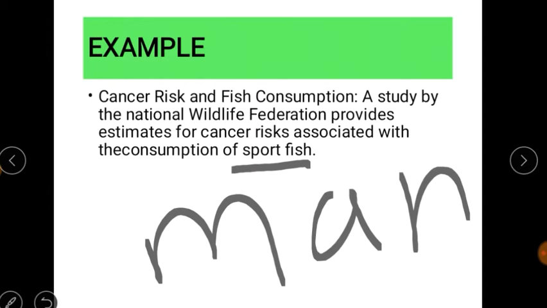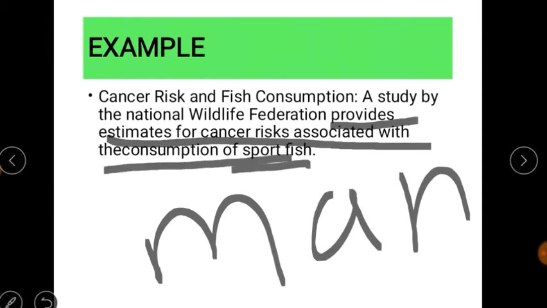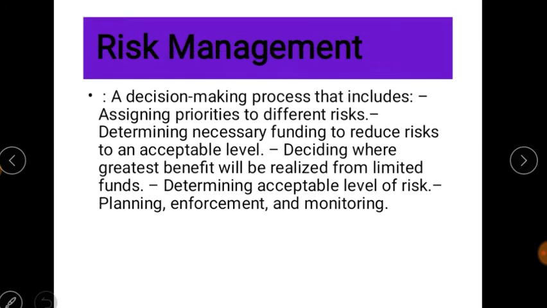A study by the National Wildlife Federation provides estimates for cancer risk associated with consumption of sport fish. Then risk management. A decision making process that includes assigning priority to different risks, determining necessary funding to reduce risks to an acceptable level. Acceptable level is that level which will not cause harm. The level of the toxins will be there, it will be exposed to the environment, but it will be exposed in such a level that will not cause any harm.